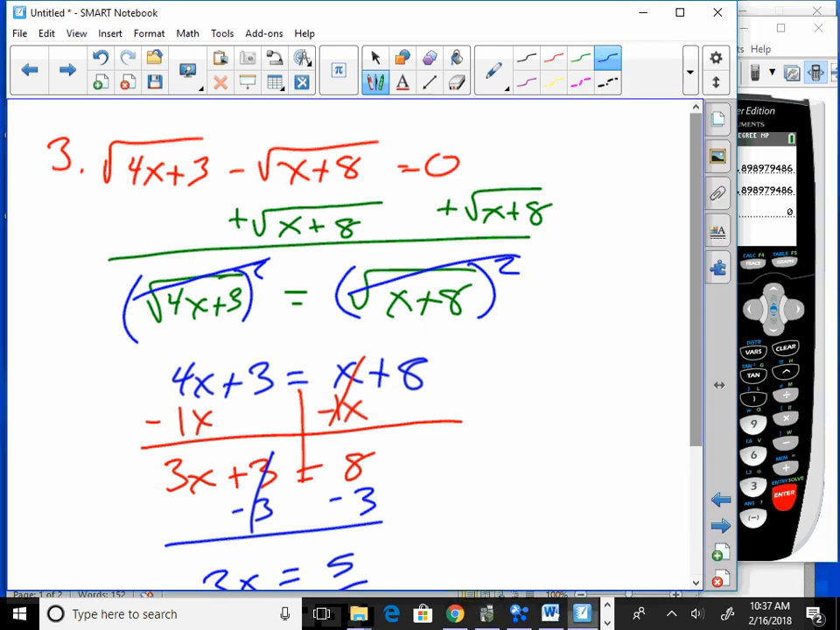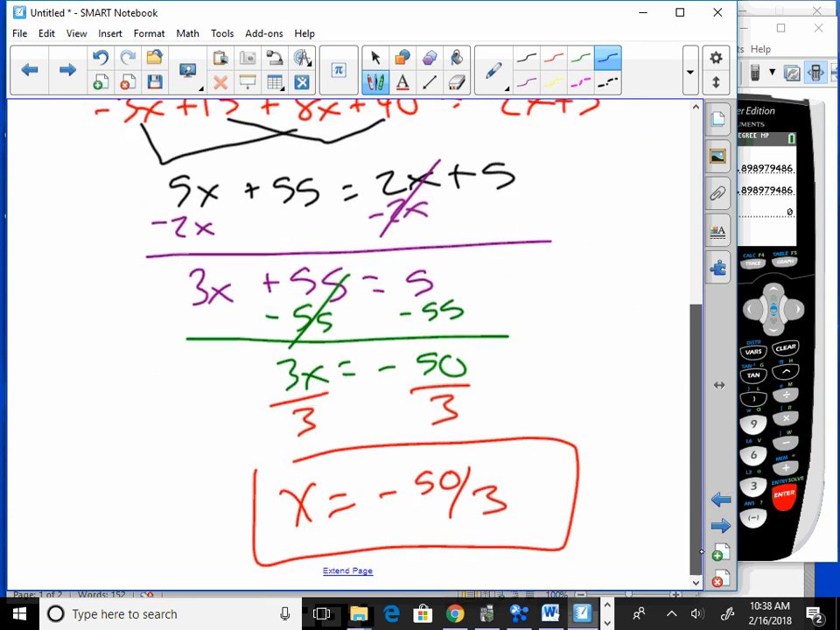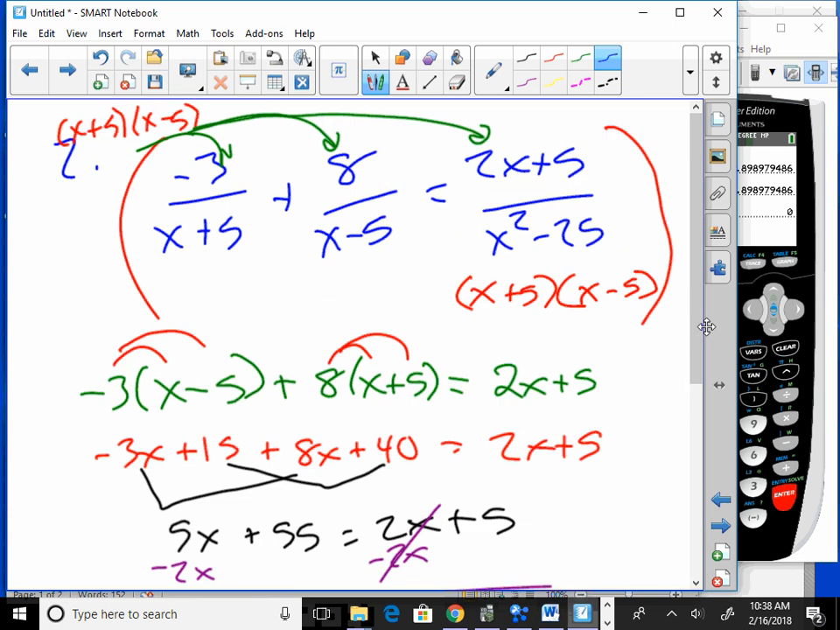And I probably should have mentioned something similar on the previous problem, where we had the fractions. If I had gotten a positive 5 or a negative 5, then 5 minus 5 would have been 0. If I would have gotten an answer that would have made the denominator equal to 0, then I would have to discard that answer too. But in this case, I got negative 50/3, which would not make my denominator equal 0, so that one was okay.